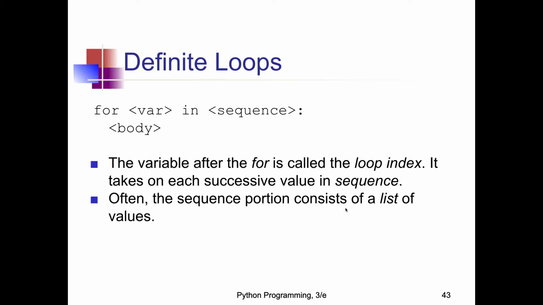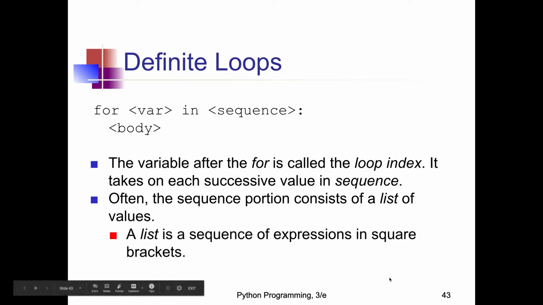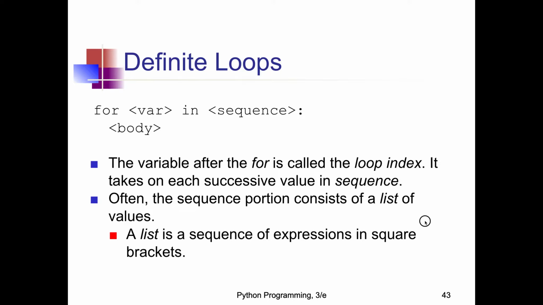Often the sequence portion consists of a list of values. So it could be an ordered list or an unordered list. A list is a sequence of expressions in square brackets. We haven't learned about lists yet, but we'll have to know just enough to understand the for loop.